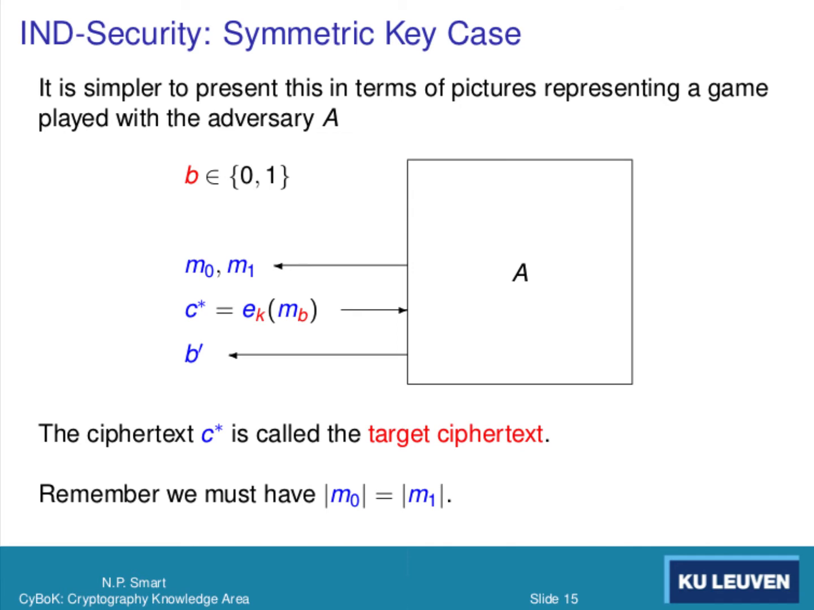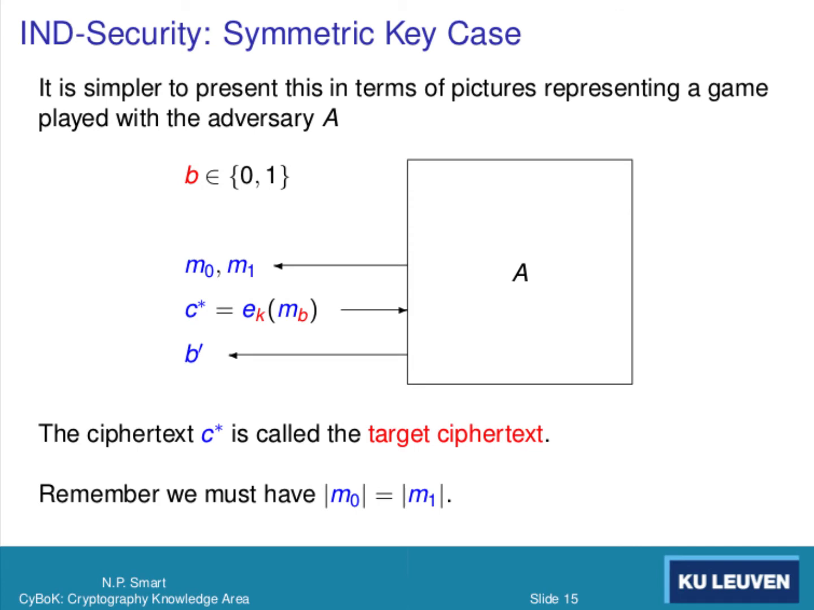This ciphertext is called the target ciphertext, and then the adversary must guess which bit B dashed. That's his guess, whether his guess is correct. So the adversary wins this game if the bit B chosen by the challenger is the same as the bit B dashed output by the adversary. And of course, we've got to remember, we must have that the two messages have the same length.